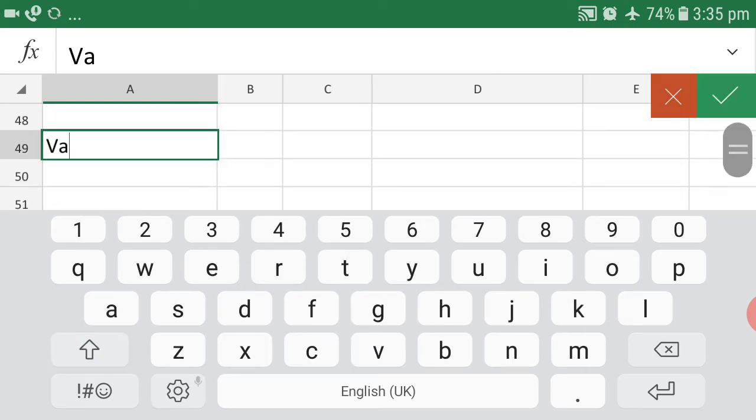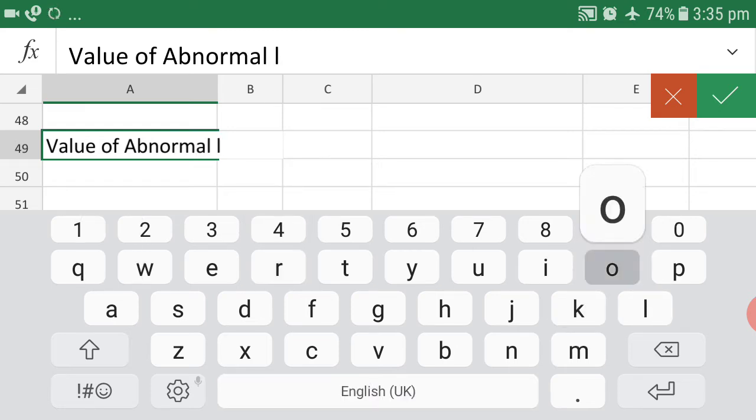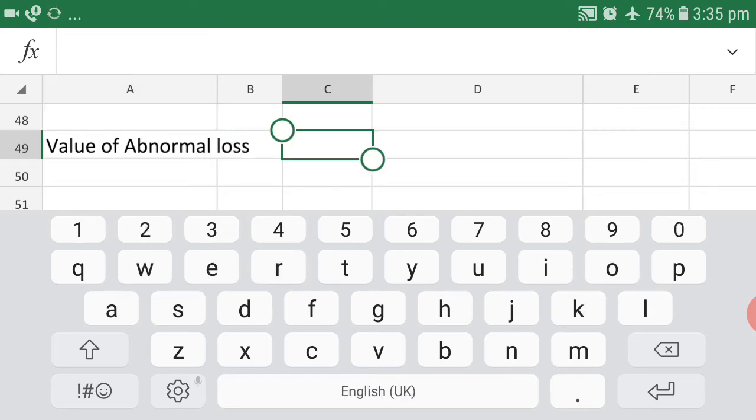Let's calculate the value of abnormal gain. In the last problem I showed the equation. What is the equation? Total cost divided by normal output units, into abnormal gain units.